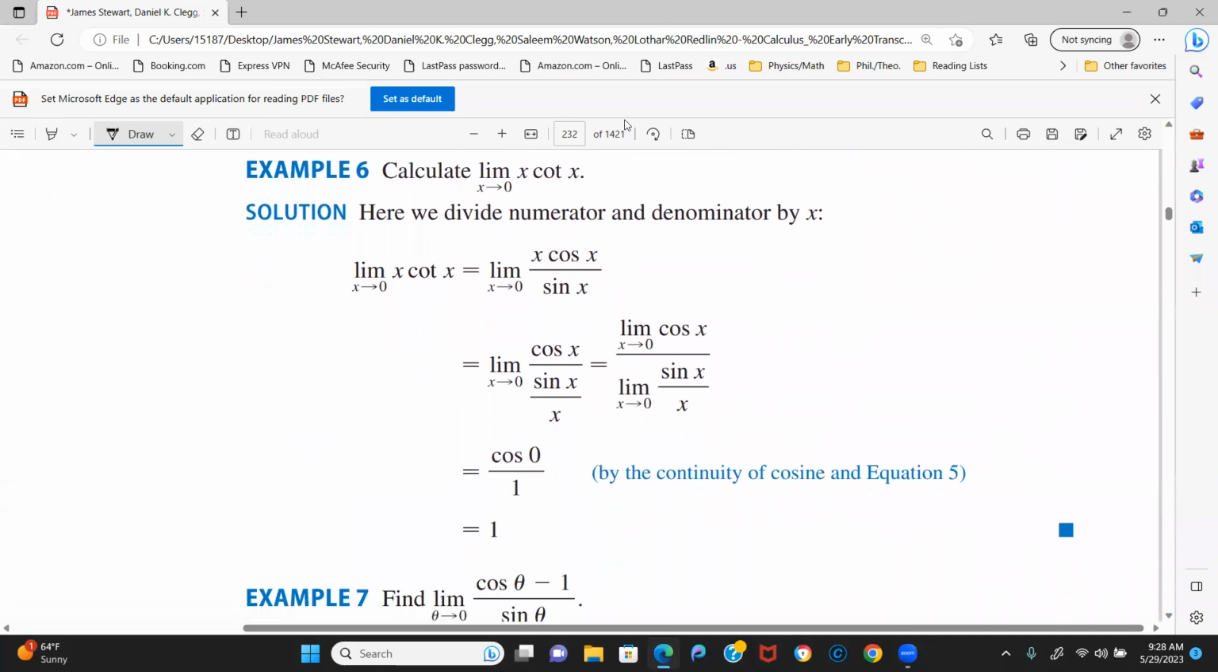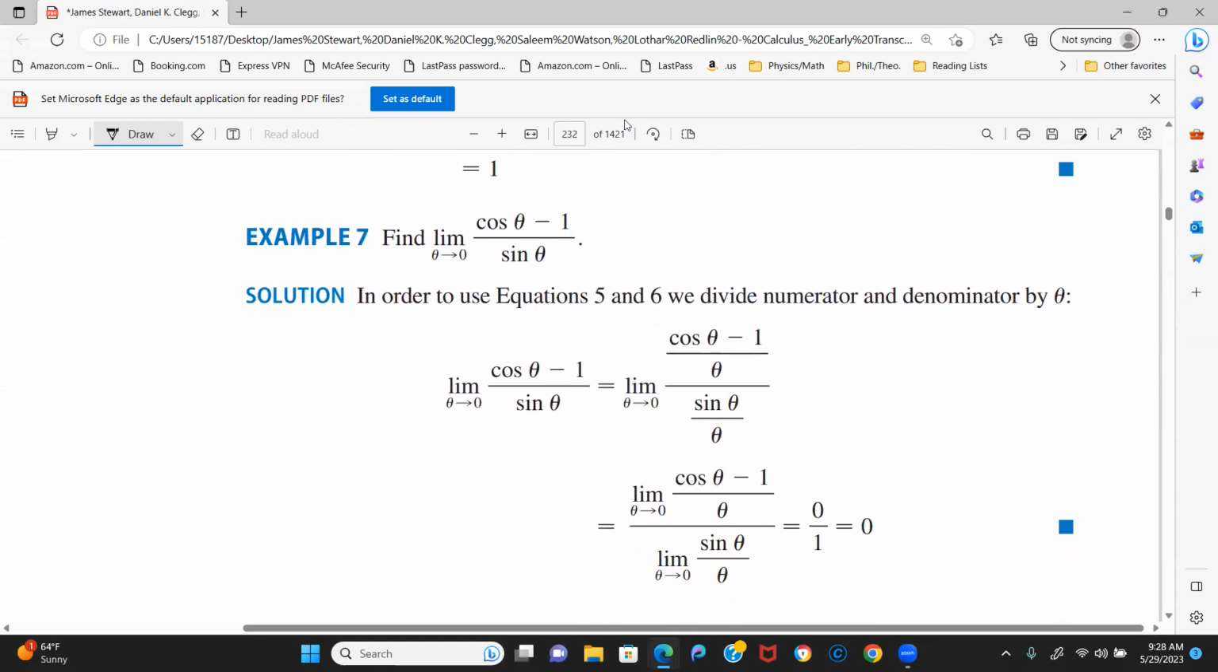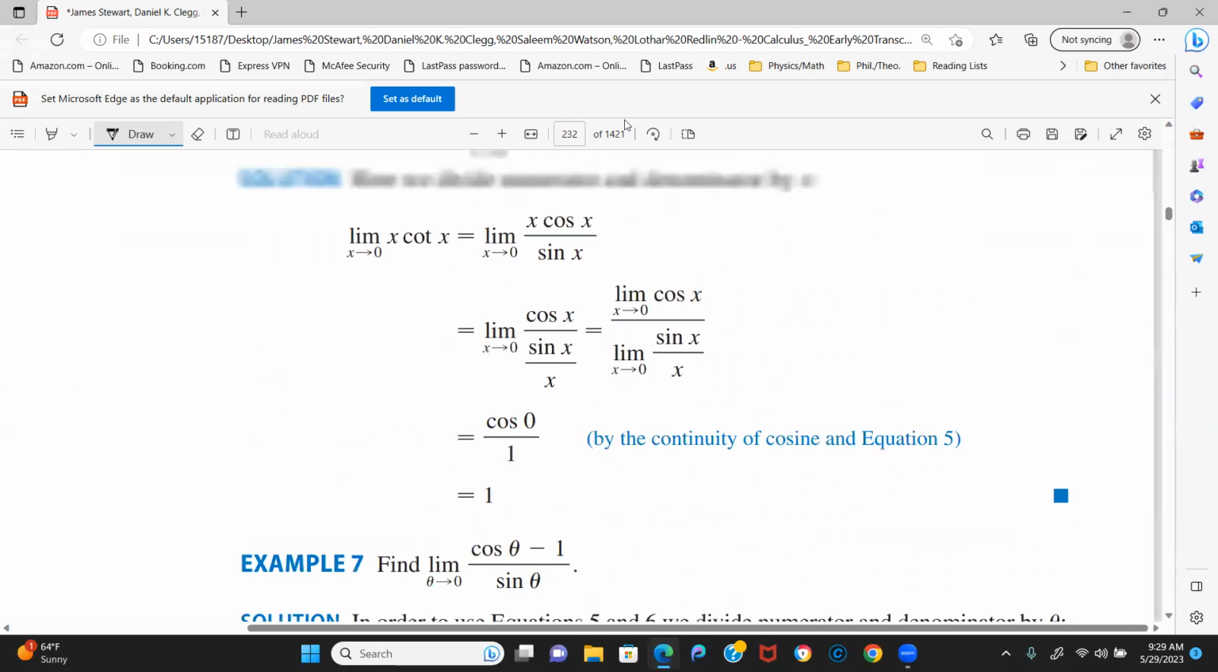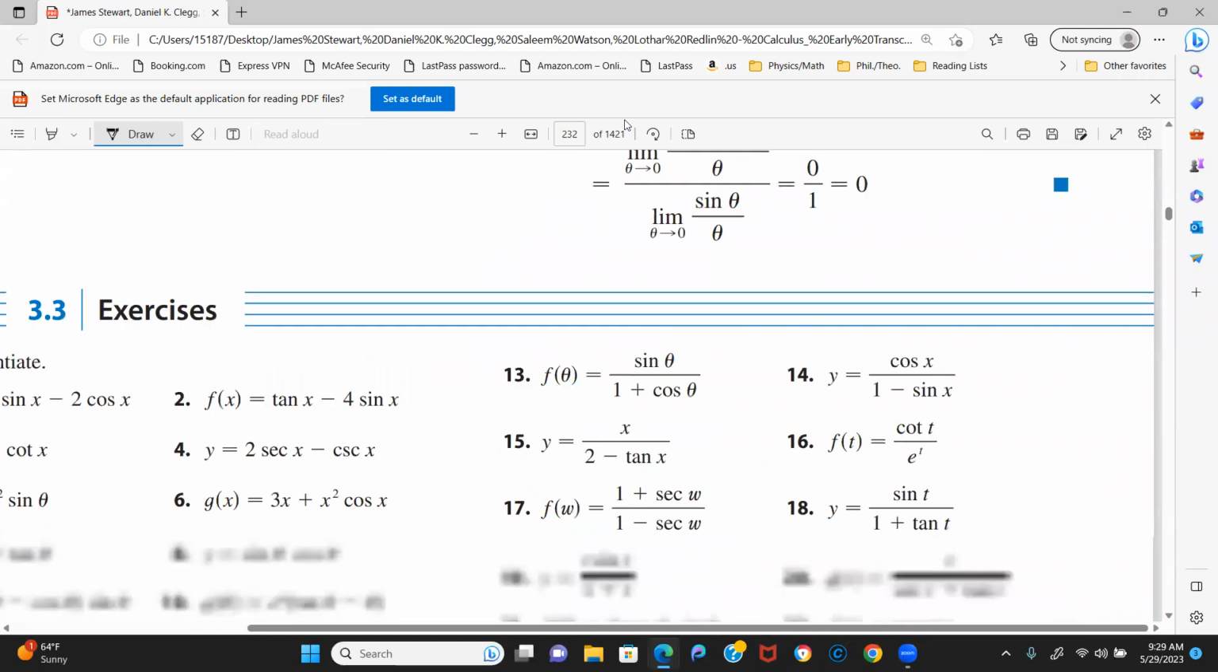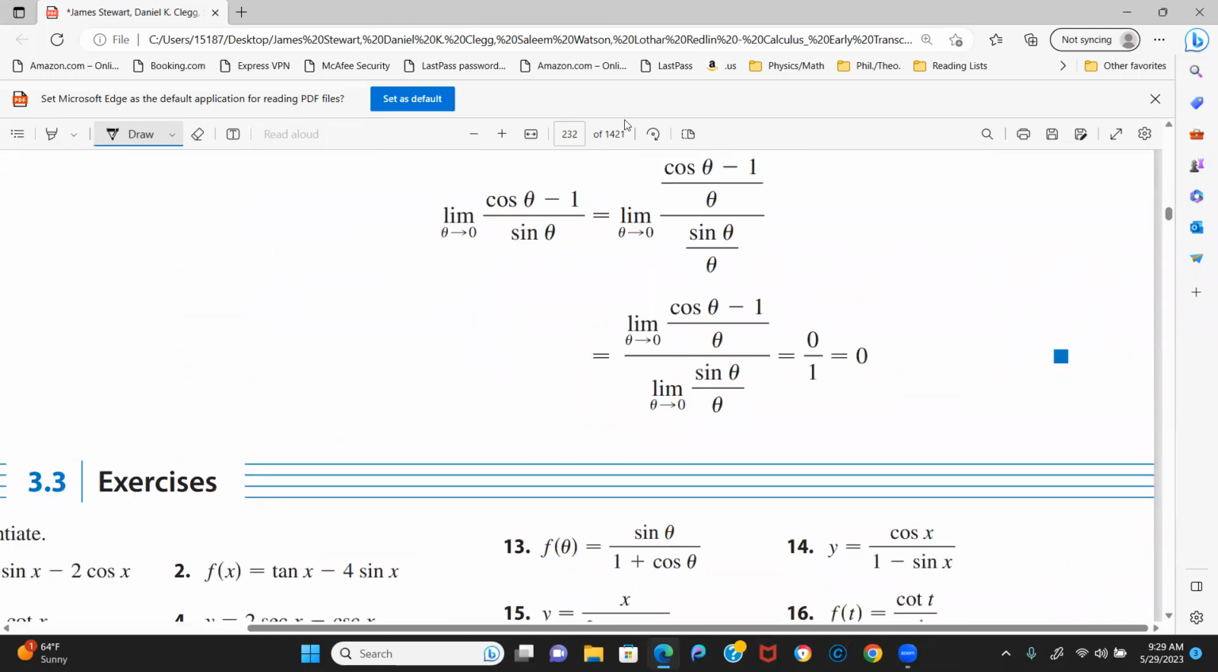And then there's this other example. I'll let you go through these examples if you want, basically using the two limits that we just proved. We proved them first to compute derivatives, but you can use them to compute other limits.